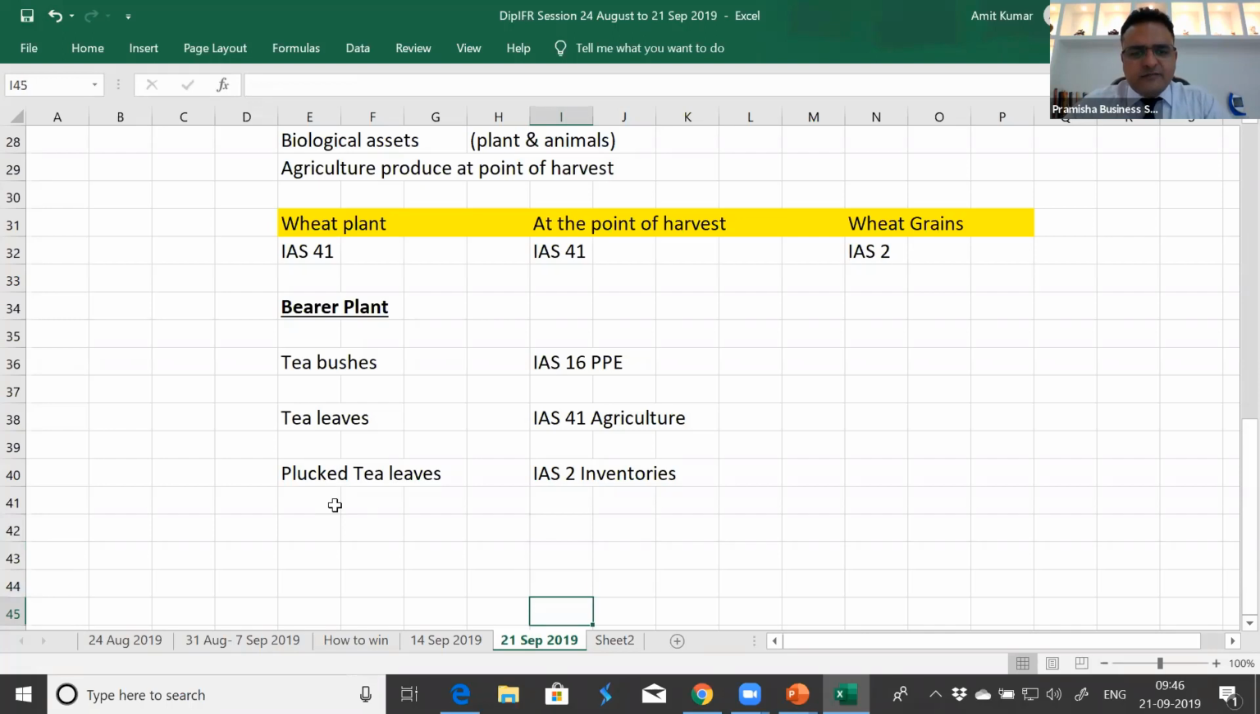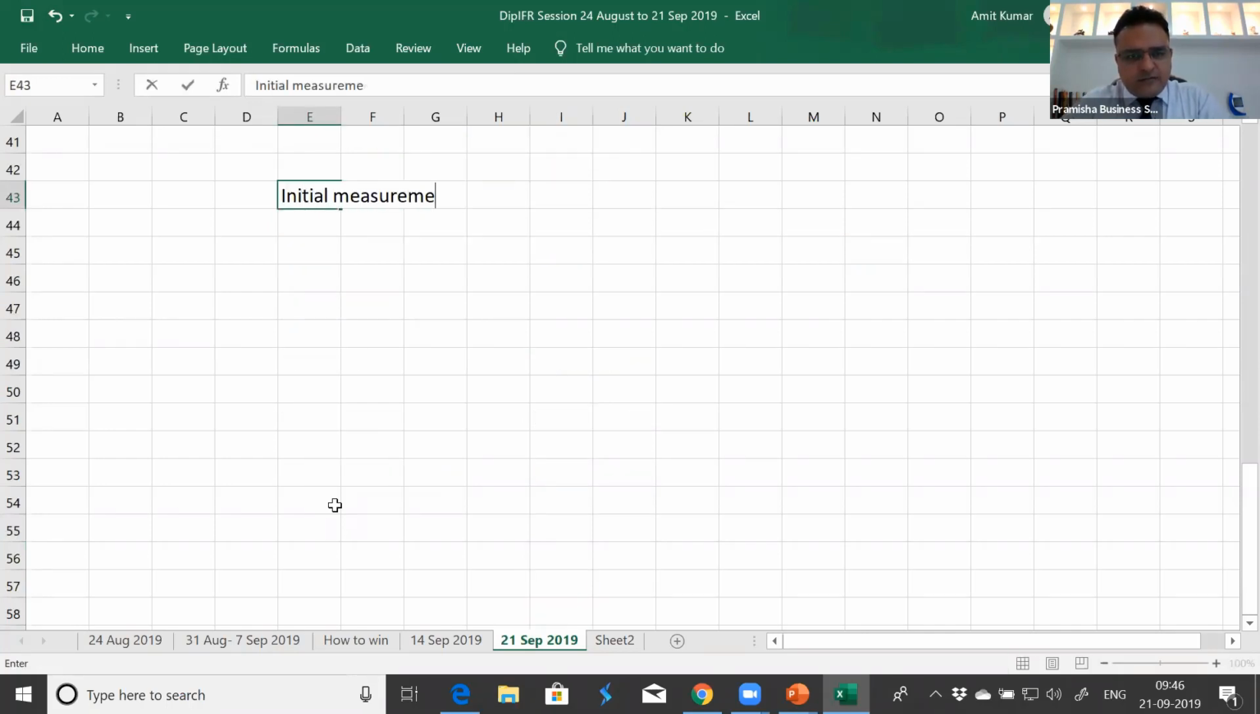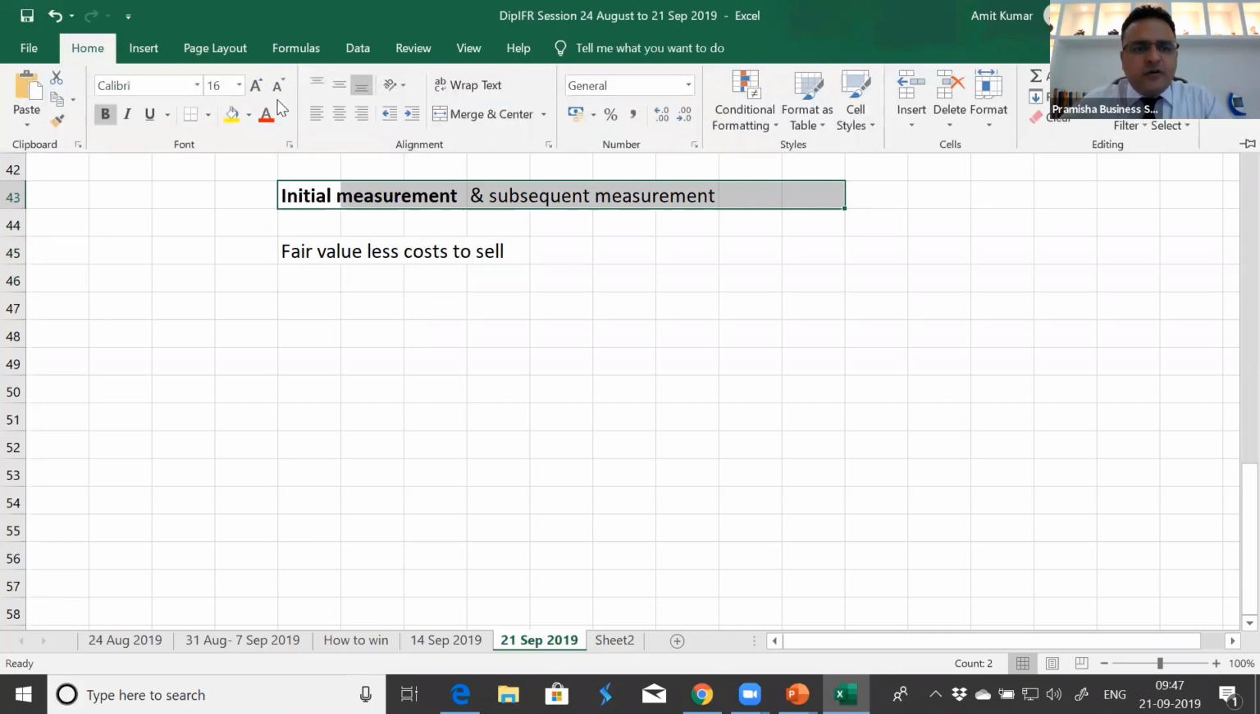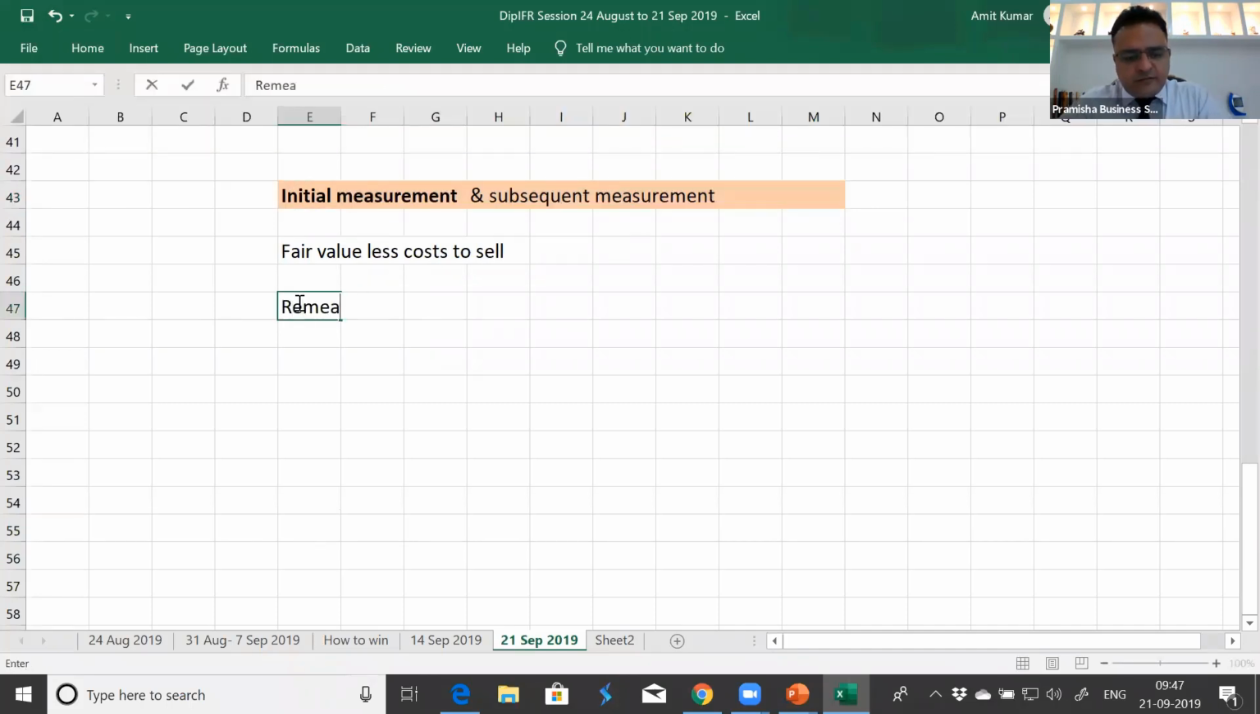How to measure them initially? Initial measurement and subsequent measurement is at fair value less cost to sell. And as I have repeated previously, anything measured at fair value less cost to sell, what do we do at the end of each year? Remeasure on each reporting date at fair value less cost to sell.